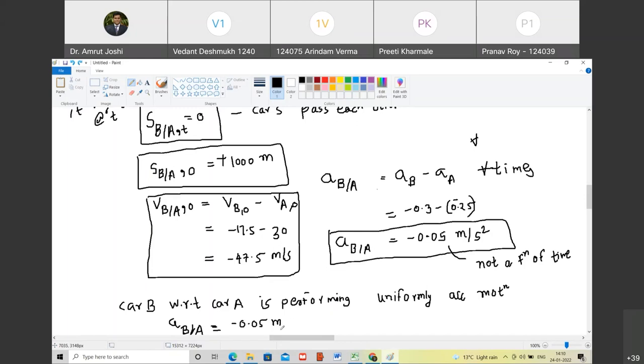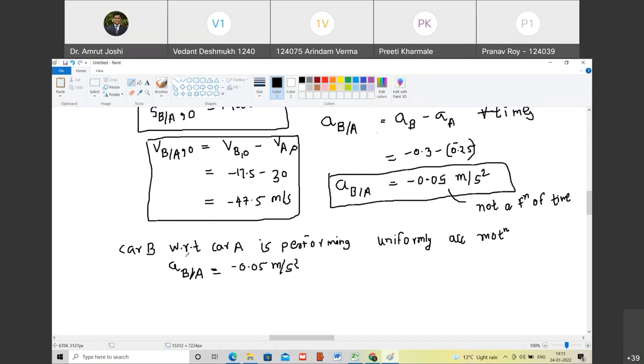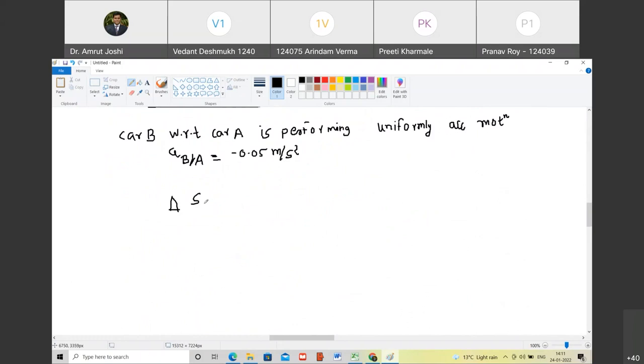Yes. So now, can I use equations of uniformly accelerated motion for this relative motion? Yes. And what is that going to be? S is equal to ut plus half a t square. Change in position of car B with reference to car A from time 0 to t. t is the time at which the cars pass. So the time at which S_B is equal to S_A, or S_B/A is zero. Are you with me? Yes.